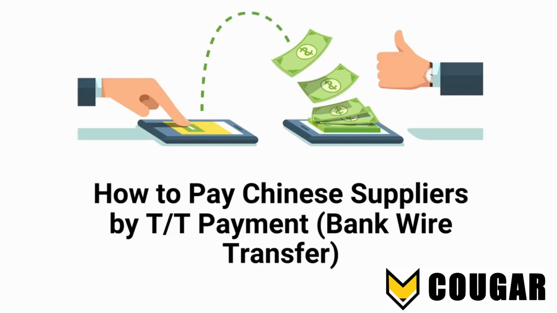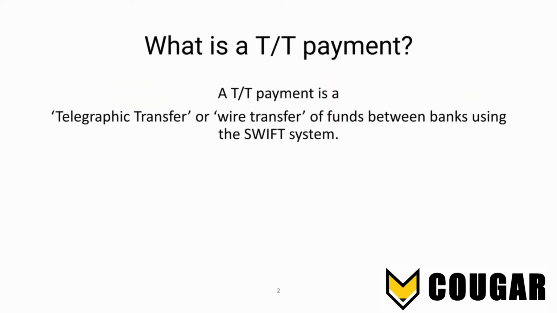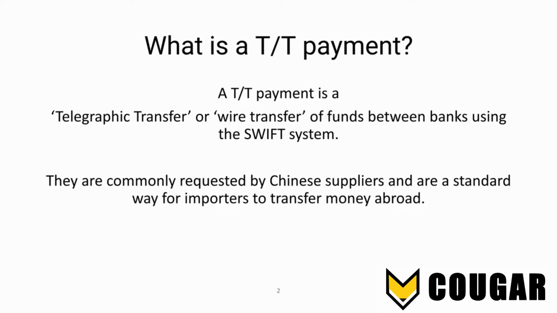So here is a quick summary of how to pay Chinese suppliers by TT payment. So let's start off by looking at what a TT payment is. It's a telegraphic transfer or wire transfer of funds between banks, and it uses the SWIFT system. It's pretty normal for Chinese suppliers to request this kind of payment.